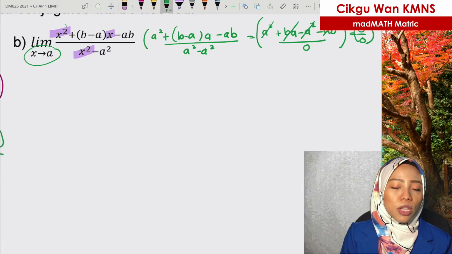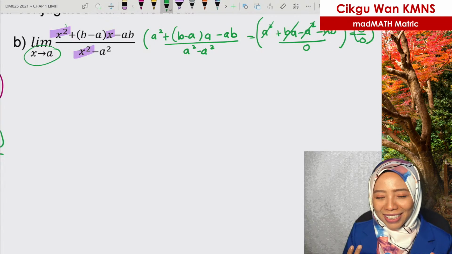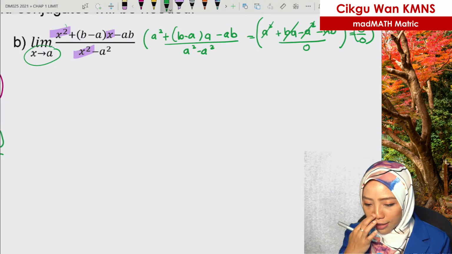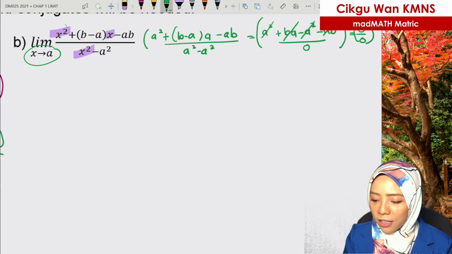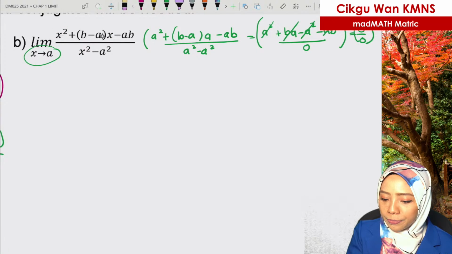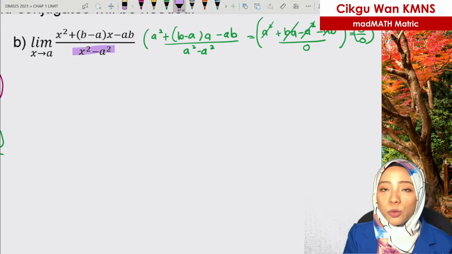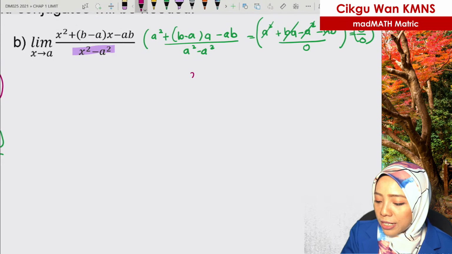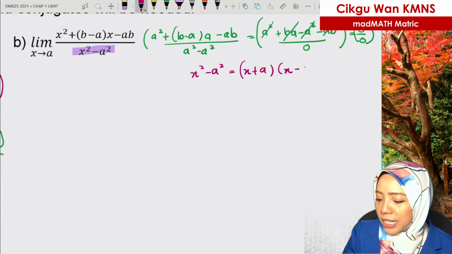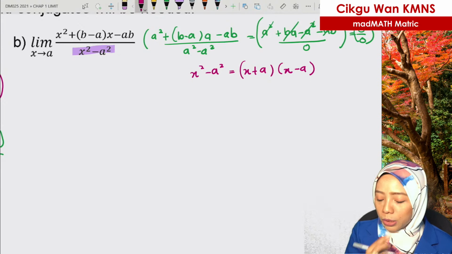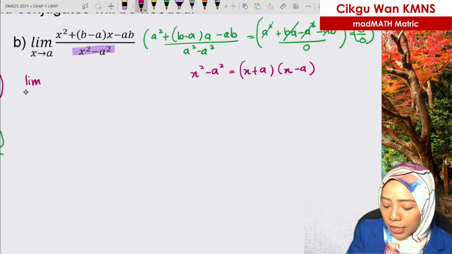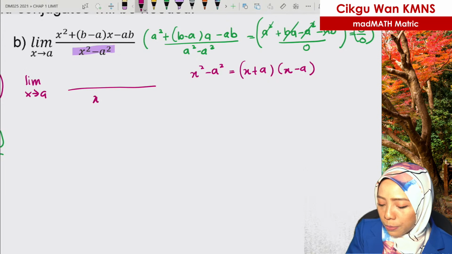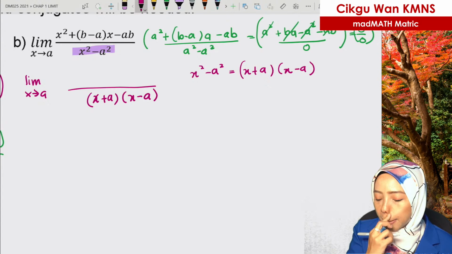When it is an indeterminate form, what we are going to do is factorize. So the problem now is how we factorize these functions. Now we know that this is x square minus a square. This we already know, it is like a square minus b square. Everyone is already familiar. It has to be x plus a, x minus a at the bottom. So, for limit x approaching a, the bottom part must be x plus a, x minus a.